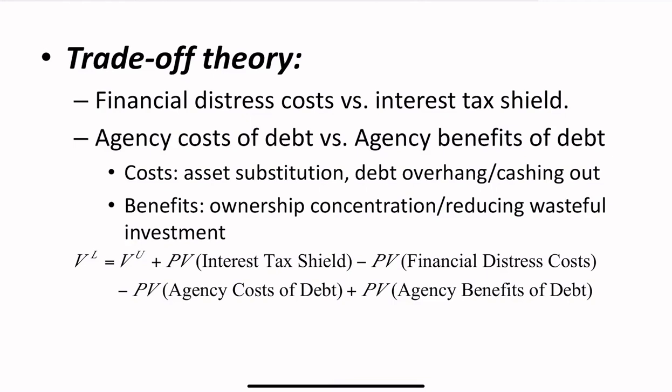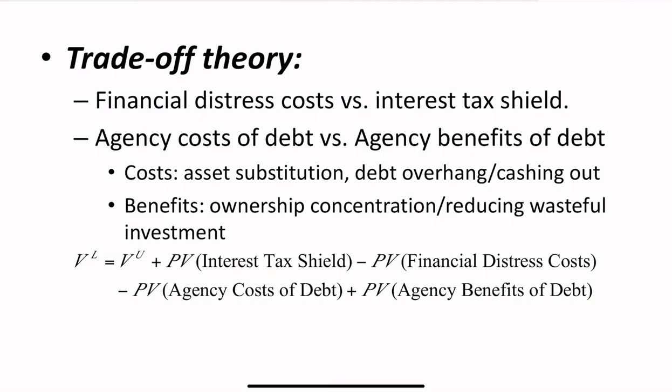And then cashing out is a very extreme case of debt overhang. Not only do the shareholders not want to invest in positive NPV projects, they will actually want to actively sell the firm's fixed assets.